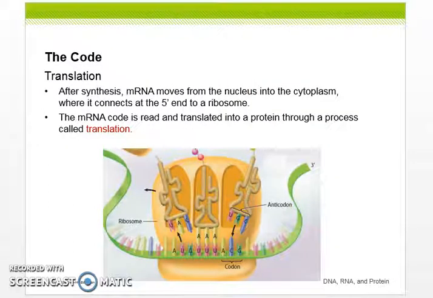After synthesis, messenger RNA moves from the nucleus into the cytoplasm where it connects at the 5' end to a ribosome. The messenger RNA code is read and translated into a protein through a process called translation, and this is what you saw in that video.